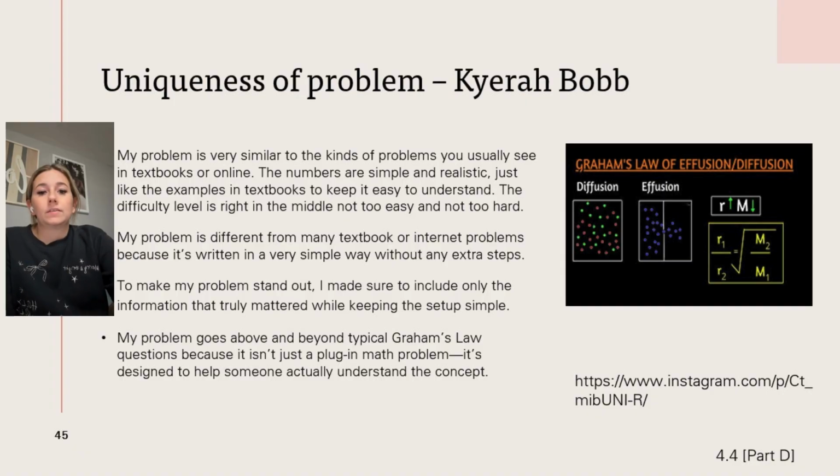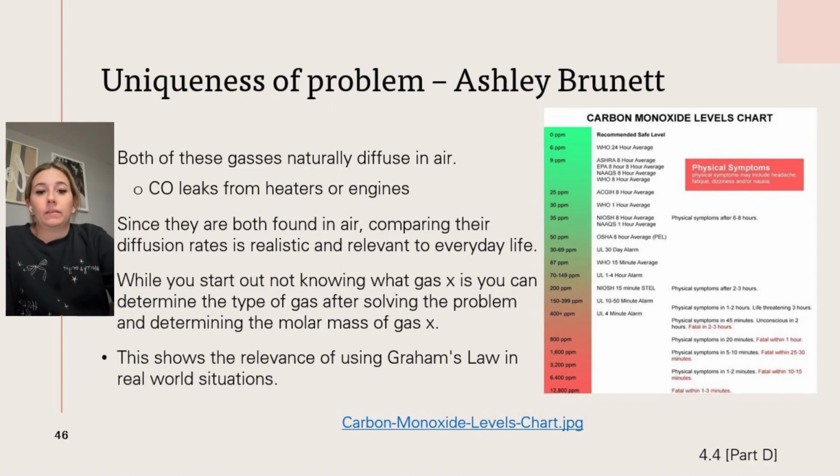The uniqueness of my problem is that both of these gases naturally diffuse in the air that we're surrounded by. Since they're both found in air, comparing their diffusion rates is realistic and relevant to everyday life. When you start out not knowing what gas X is, you can determine the type of gas after solving the problem and determining its molar mass.